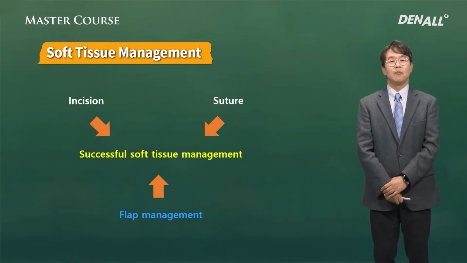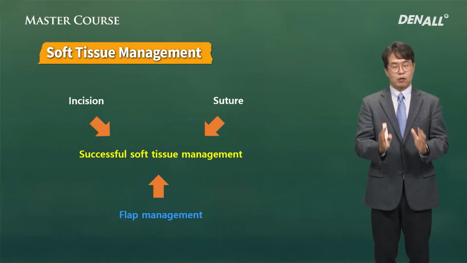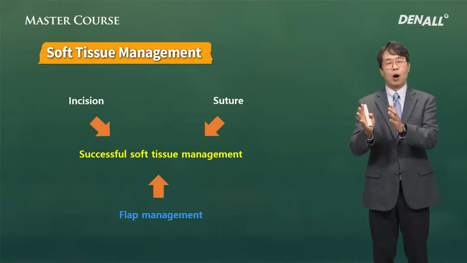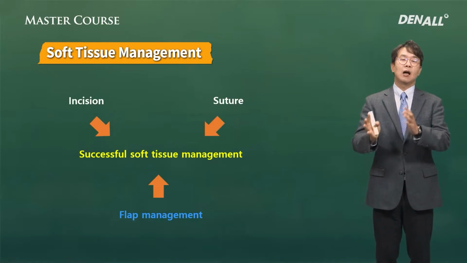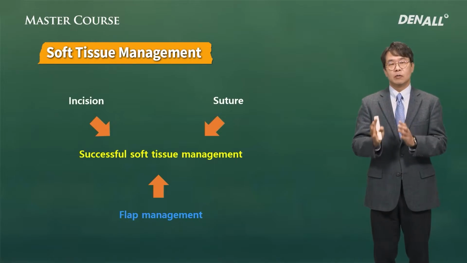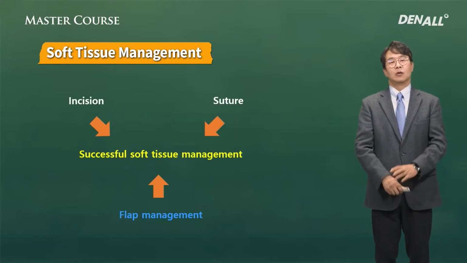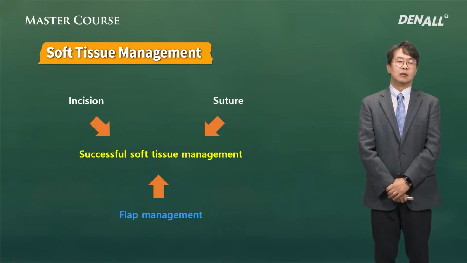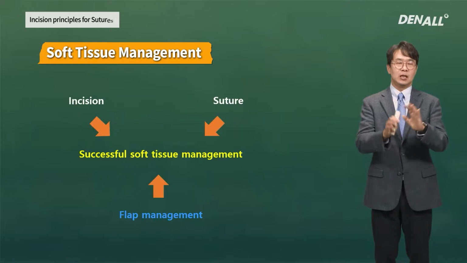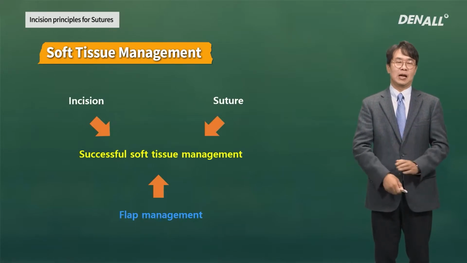If you look here, this is like a trinity: incision, flap management, and sutures. Those three need to be combined for successful tissue management. None of them should be handled carelessly. So we will look at all those three today.